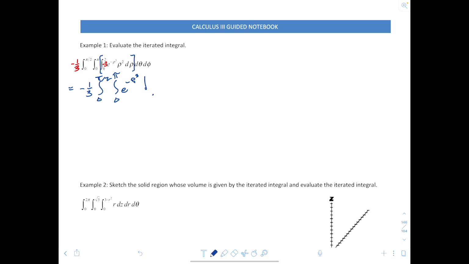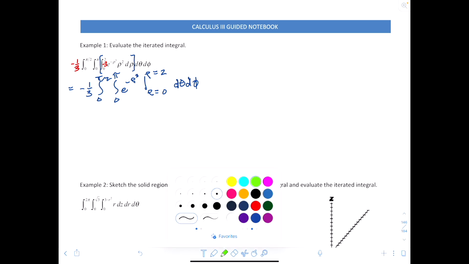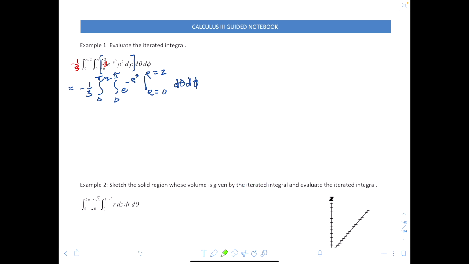And that's going to be evaluated from rho equal to 0 to rho equal to 2. And then we'll still have our d theta d phi. So, just so you can see what came out of there, all of this is equivalent to the negative 1/3 on the outside and then evaluating here. Cool?